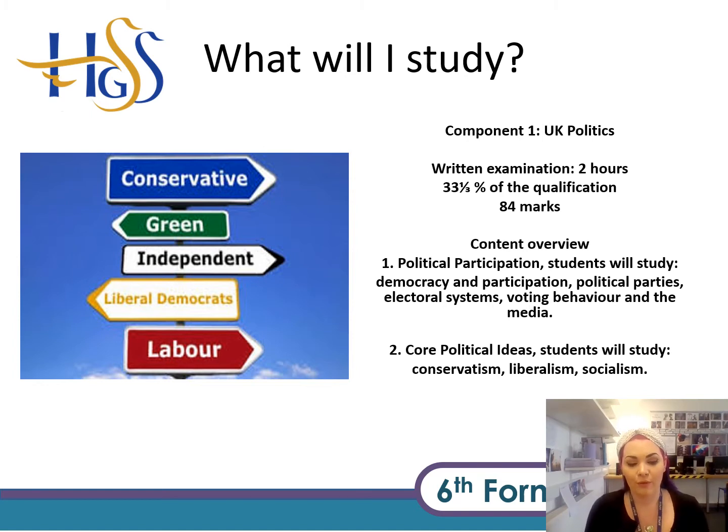So you've got 3 papers for your A-level politics, and each is worth a third of the marks towards your qualification. Paper 1 is worth 84 marks in total, so you've got 2 30-mark questions, which is your source question and your essay question, and then 1 24-mark question, which is on ideologies.